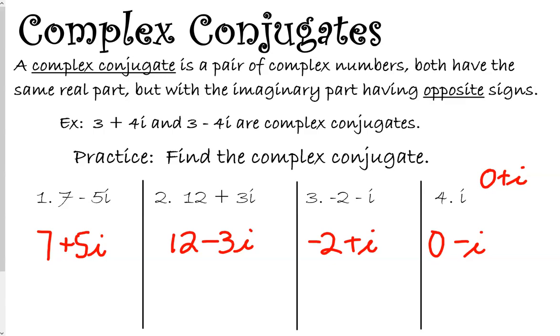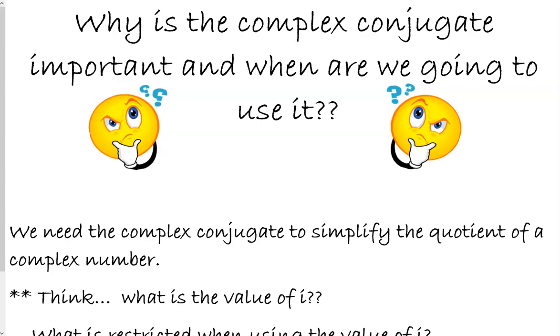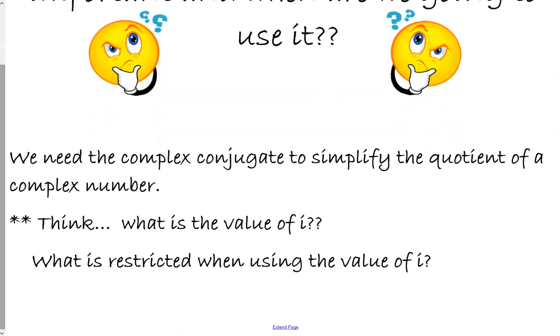Okay, now that we know what it is, why is it important? How are we going to use it? We have to know the complex conjugate to be able to simplify the quotient of a complex number. Let's think. What is the value of i? Do you remember? i equals the square root of negative 1. And what is restricted when we use the value of i? If we think back on our last notes, there were some rules. One of them was we could not have an i in my denominator.